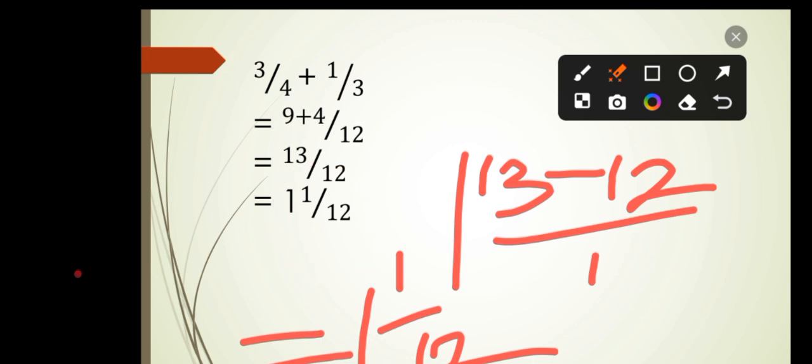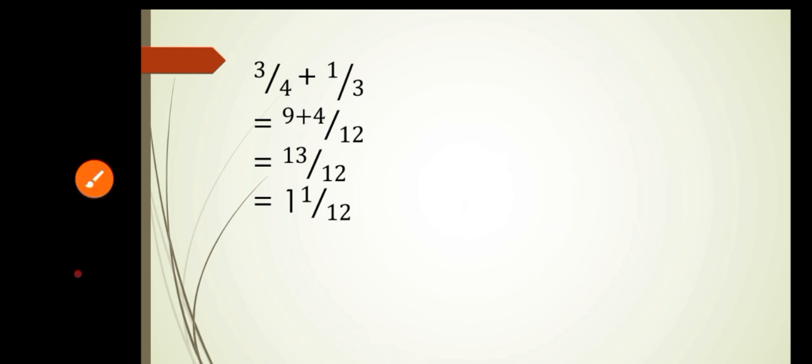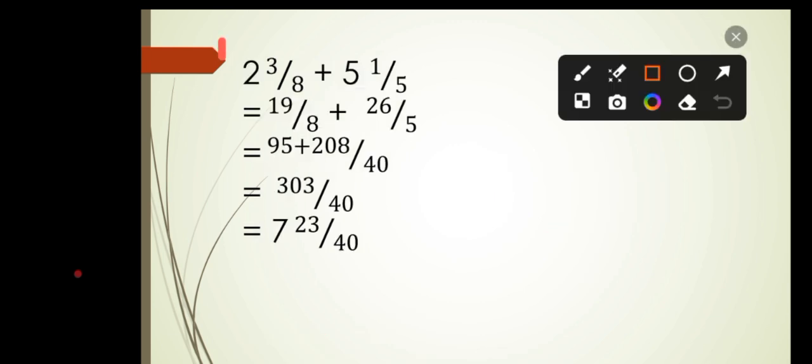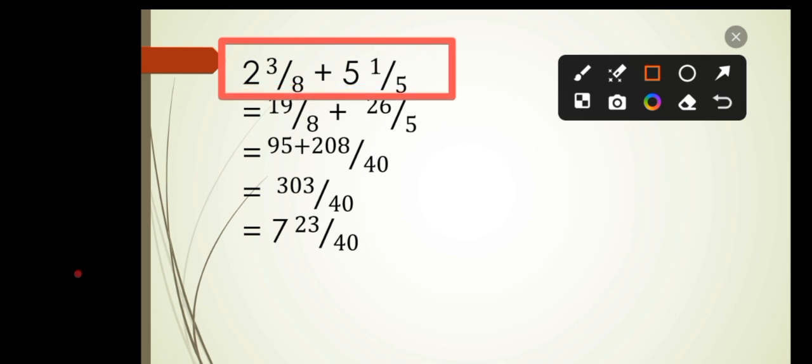Let's proceed to another exercise that I solved. This is another exercise with the solution. So what do we do now? These are mixed fractions. 2 whole number 3 over 8 plus 5 whole number 1 over 5. As I said earlier on, we convert these mixed fractions into vulgar fractions before we proceed.